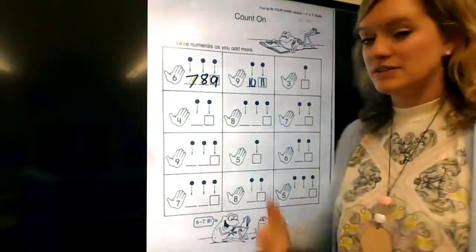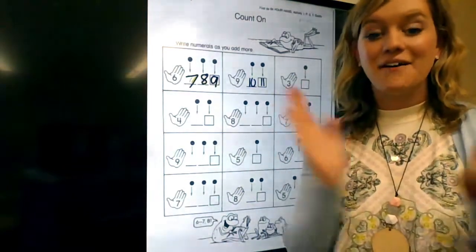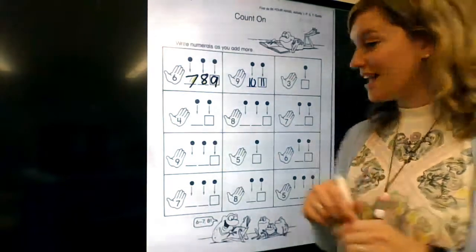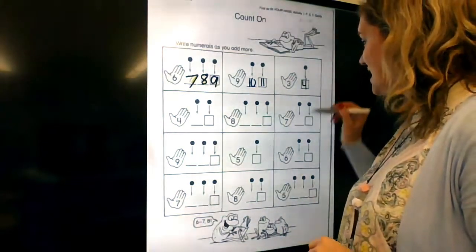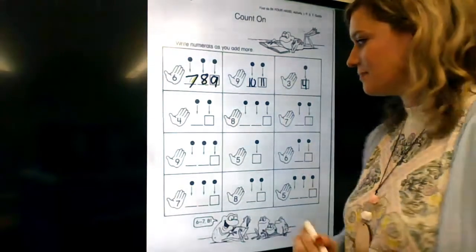How about this one? It goes 3, 4. Right? 3, 4. Because there's only 1 dot. So when we count up from 3, the next number is 4. So we went 3, 4.